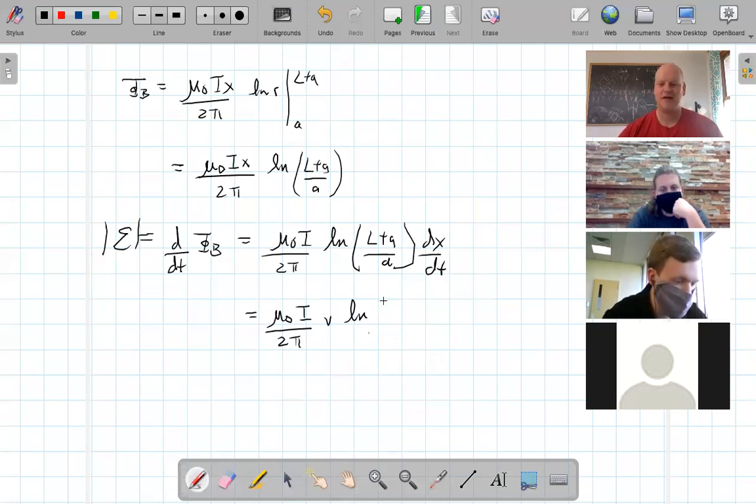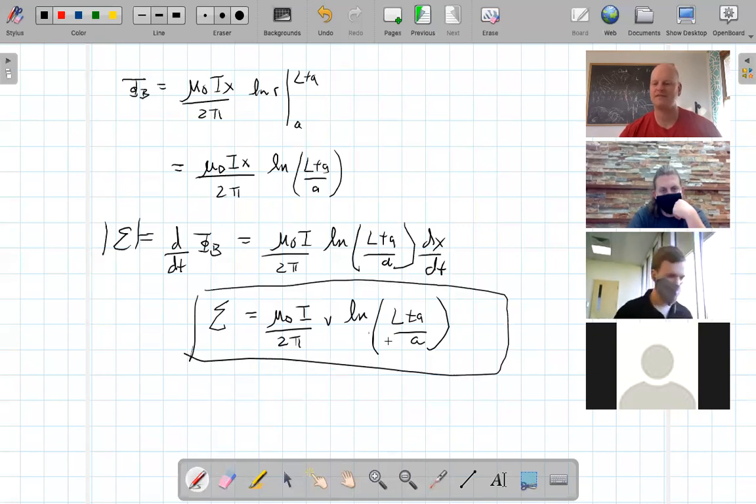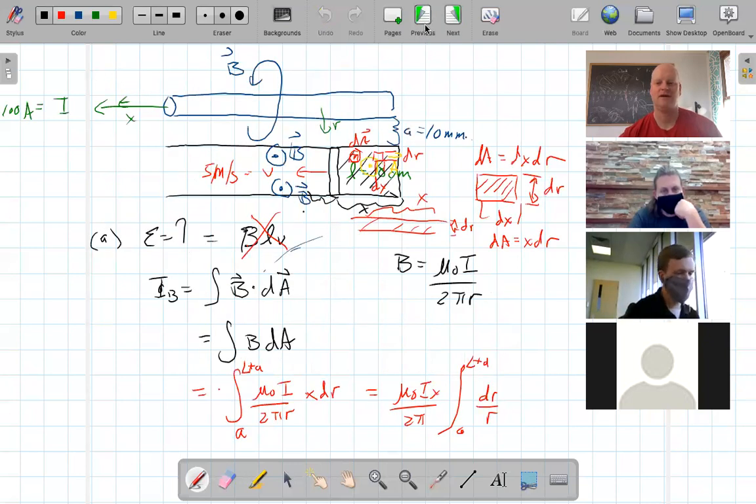The rest of this we'll have to do on Monday, just to get us started. But this is the magnitude then of the induced EMF inside of this rod. Okay. So, any questions up to this point?